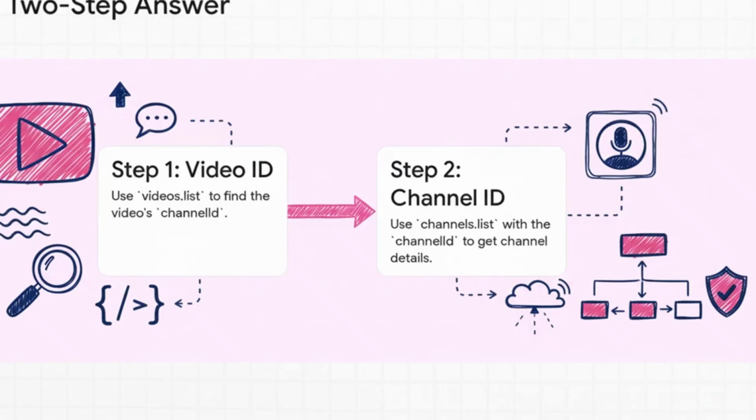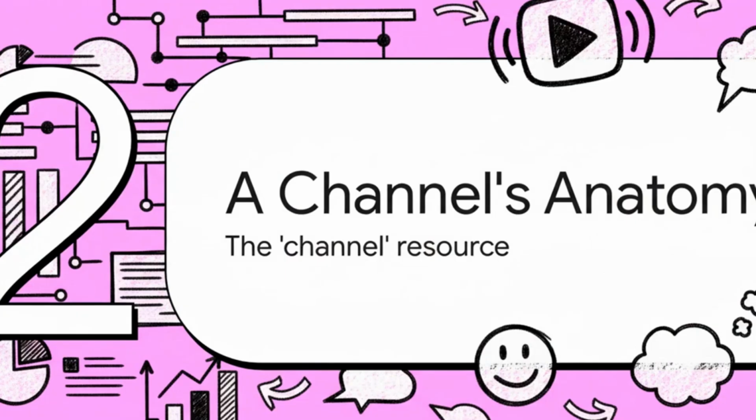Well, the solution is actually this really clean two-step process using what's called YouTube's API. An API is just how different computer programs talk to each other. So first, you use the API to ask about the video itself, and that gives you one critical piece of info, the channel ID. Then, you just take that ID and make a second request to find out everything there is to know about the channel it belongs to. And that second step, that's where things get really, really interesting. Because when you ask the API for the channel's details, it doesn't just hand you back the name. It gives you a complete data file, what's officially called a channel resource.